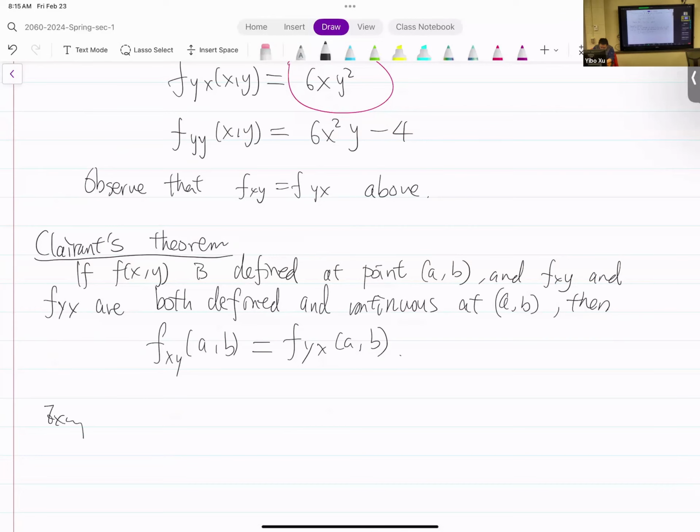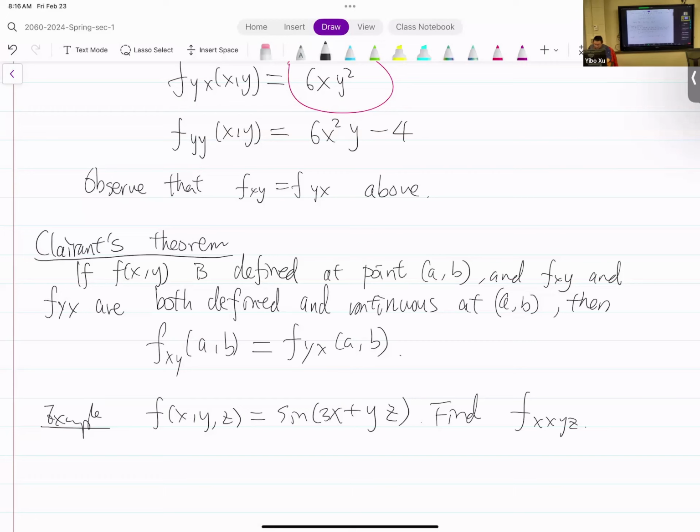Example. So let's look at a three-variable function f of x, y, z defined as sine of 3x plus yz. We want to find f sub xxyz. Okay. So now we are doing an order 4 partial derivative.